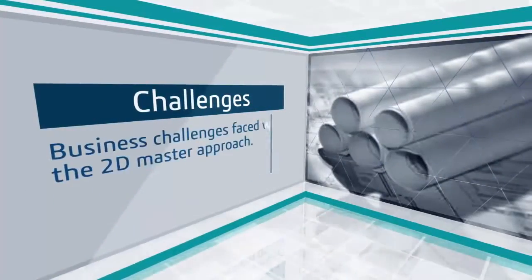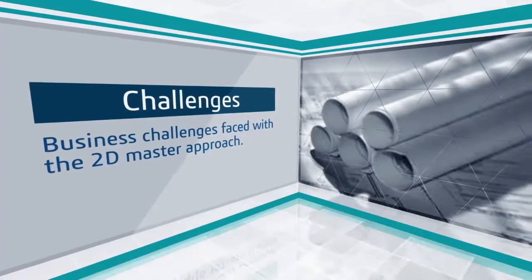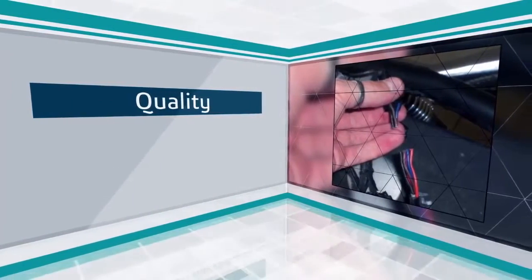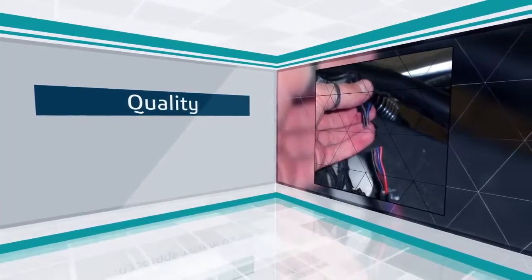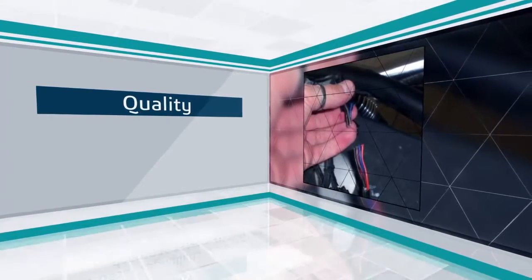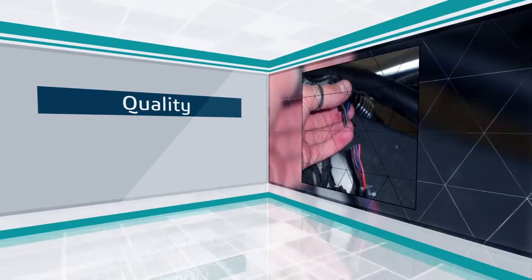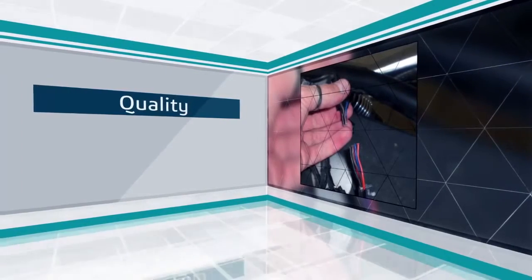Let's take a quick look at some of the business challenges that companies still using the 2D master approach are facing today. One example is quality. Here we see a wire harness which is too short and can't connect. This is common and was the story in a high-profile aerospace project where the poor fit on the wire harness jointly developed between multinational participants led to a hugely expensive recovery plan and delays to the program.